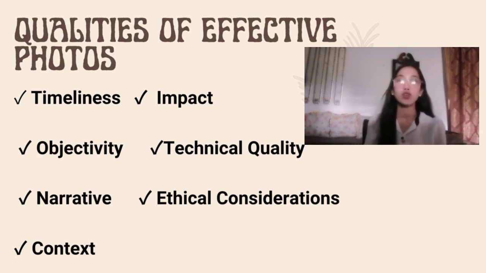So in conclusion, an effective photojournalistic image is a truthful, compelling visual that informs and engages each viewer, offering a window into a moment in time, and contributing to our understanding of the world around us. So I guess that's it for my part.